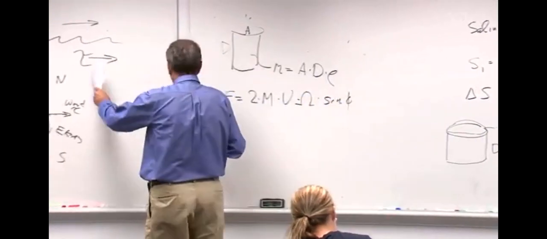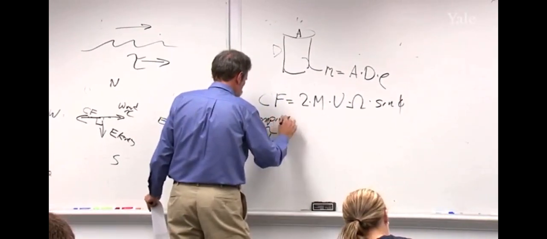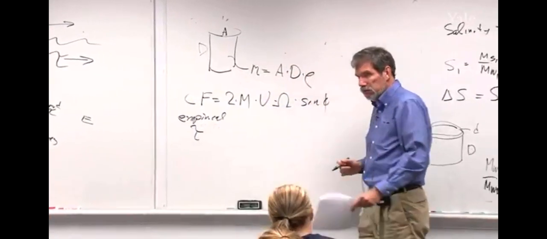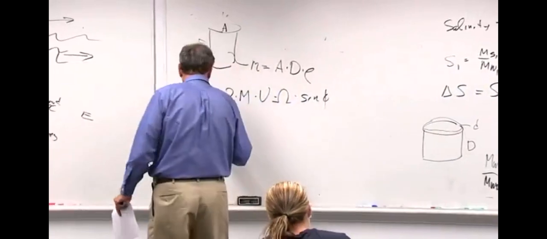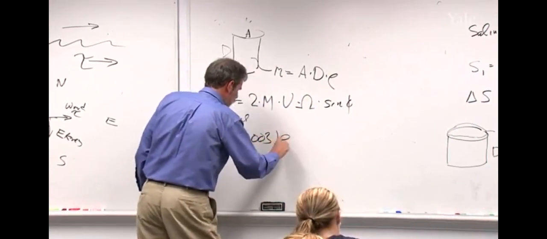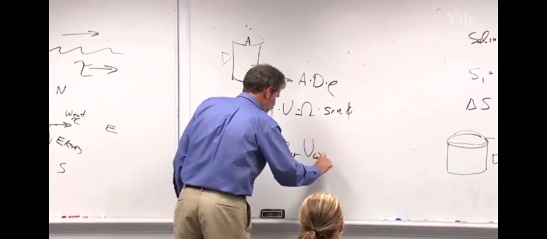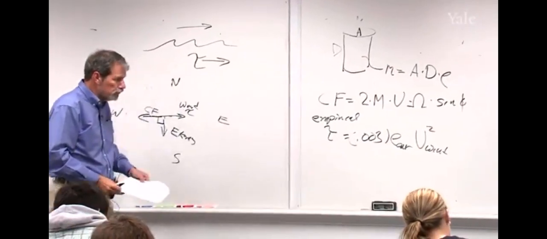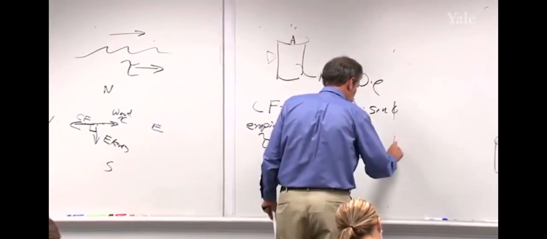There's a nice empirical formula for wind stress that I'll give you. I won't derive it, it's just an observational quantity. I've written there empirical, which means it's an experimentally derived formula. It's given by a constant 0.003 times the density of the air blowing over the water surface times the wind speed squared. And this has units of newtons per square meter.